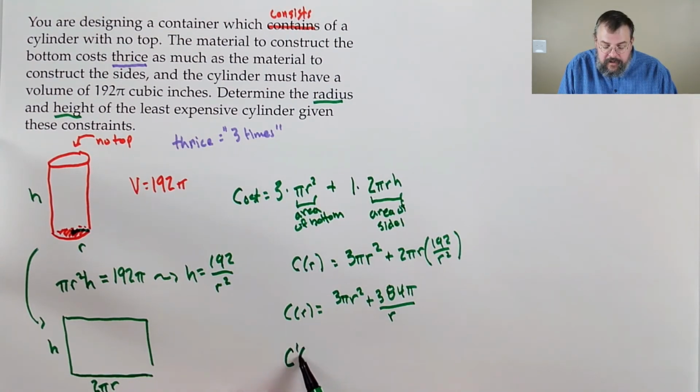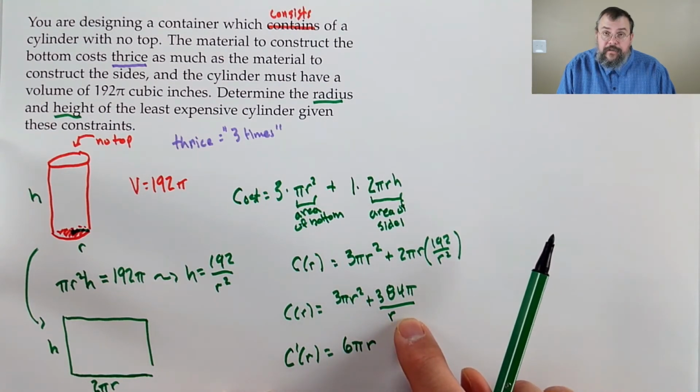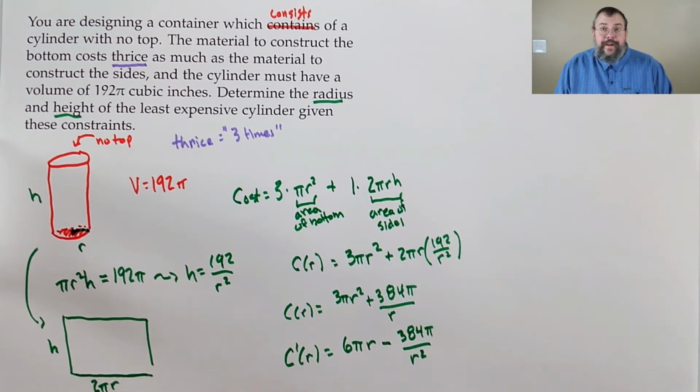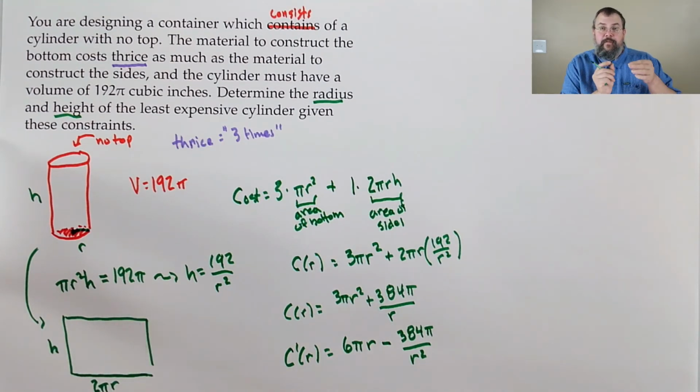Taking the derivative, we get the derivative of cost. Well, 6 pi r, and then here, this is like a 1 over r, or if you like, r to the minus 1. So that would be minus 384 pi over r squared. All right, good. Now, r equals 0 is a problem with this derivative, but we would not choose r equals 0 because if r were 0, for example, we could never get to a volume of 192 pi. It would really mean that we'd have this sort of infinitely tiny cylinder as far as the base goes, but infinitely tall. Terrible cylinder.